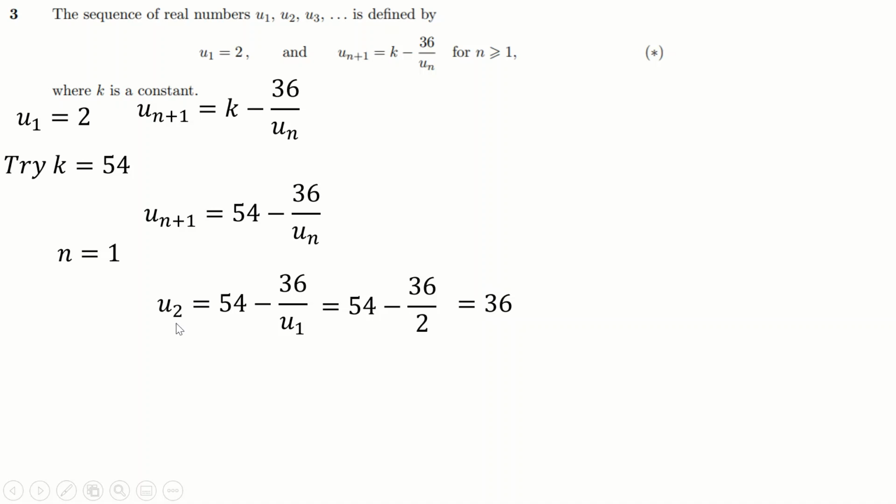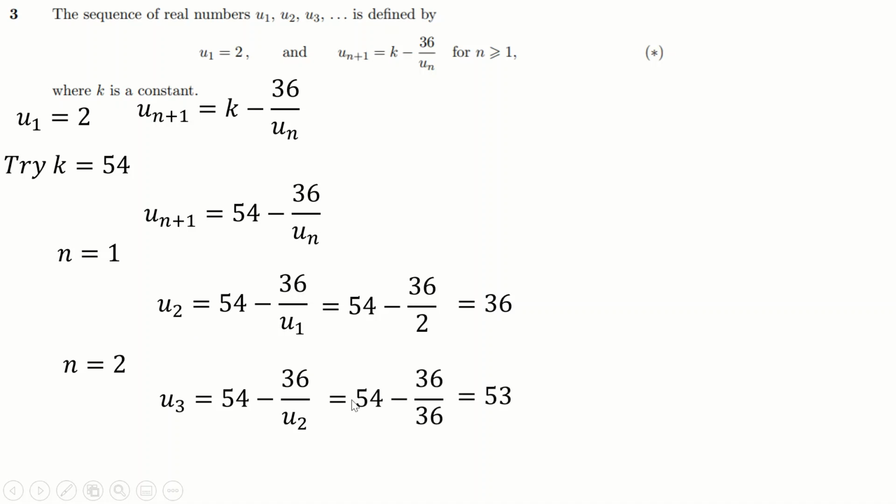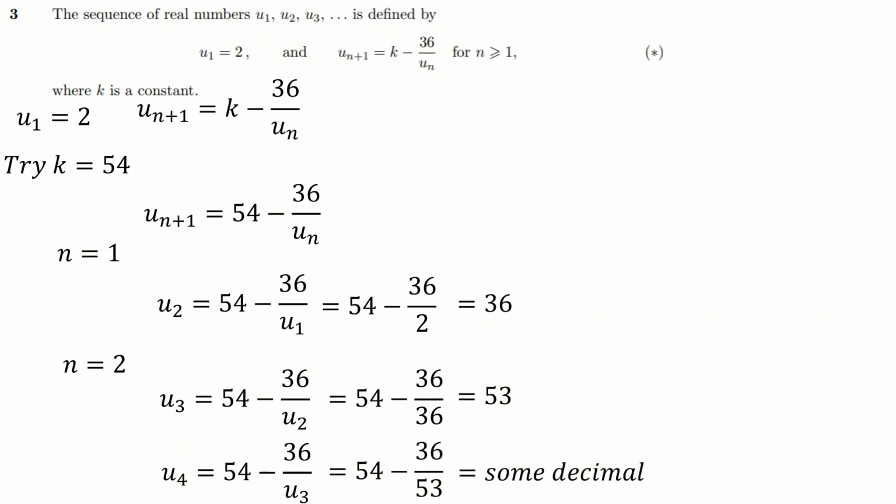And that's u2. So now if I use n as 2, I get u3, because 2 plus 1 is 3, and then the un becomes u2. But I know u2, that's 36. This becomes 36 over 36, which is 53. And likewise, I can keep going. u4 would be this over u3, which gives me some decimal. Right, so that's just how this works.